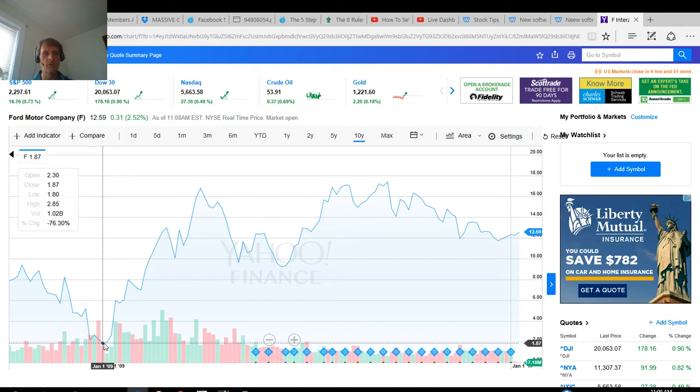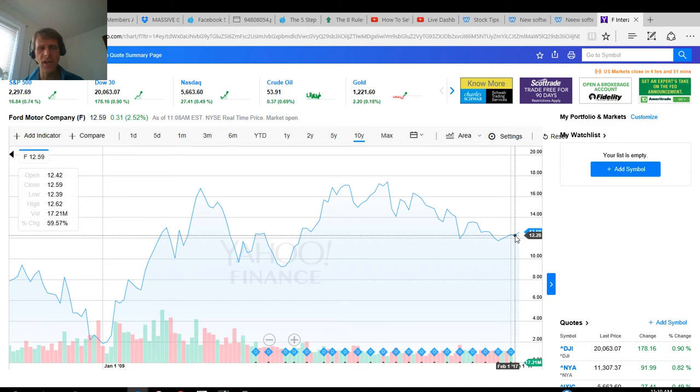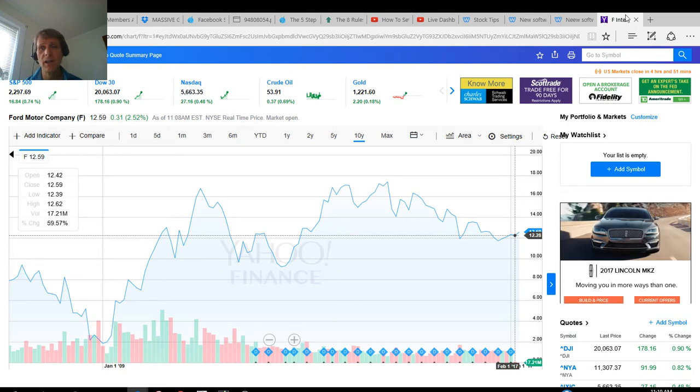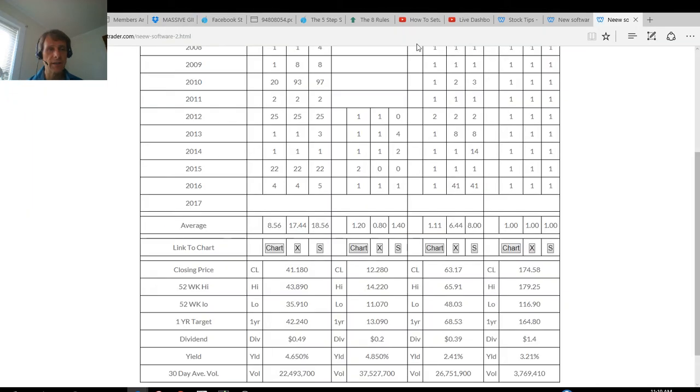Anyway, in '09 at the absolute low it was $1.87. Now it's at $12.59, almost a 1,000% increase, which is not bad. I don't know the exact numbers, but it's a pretty darn good hit from $1.78 up to $14. But like I said, there's only 5 years worth of dividend data, and it missed a couple. So I'm probably not going to do Ford.